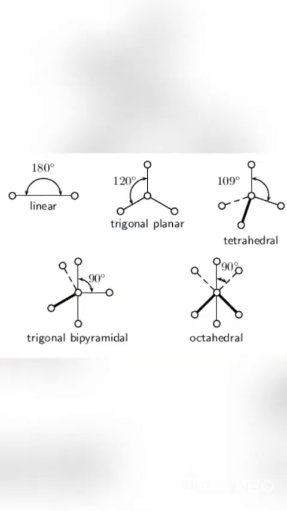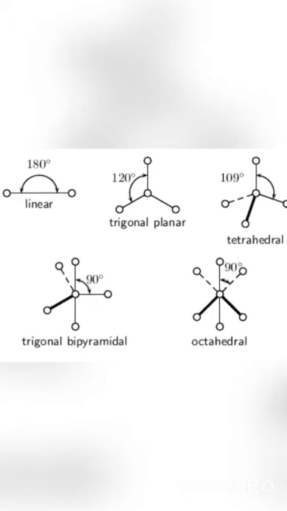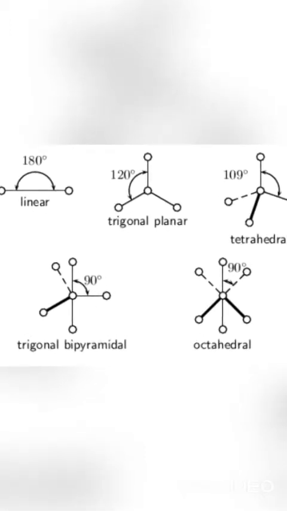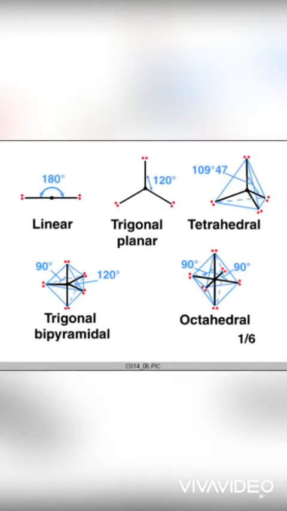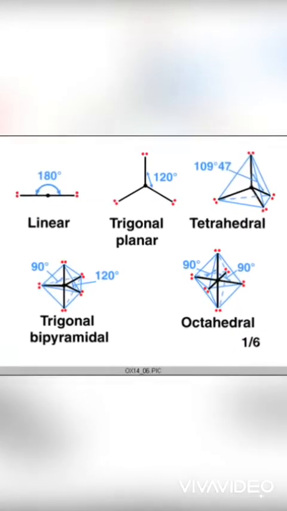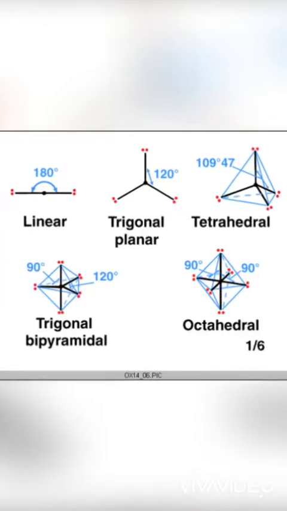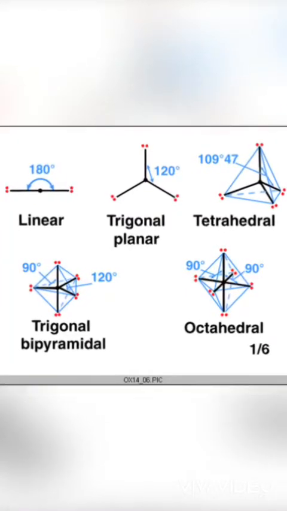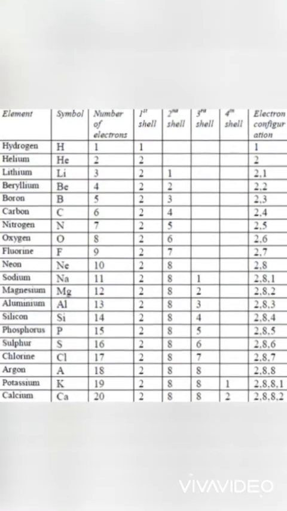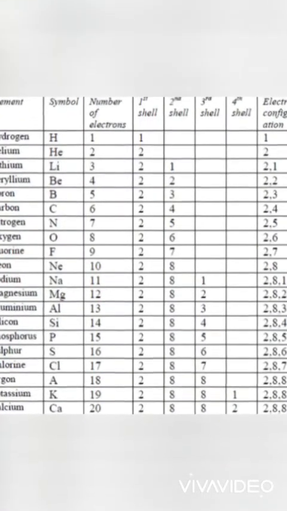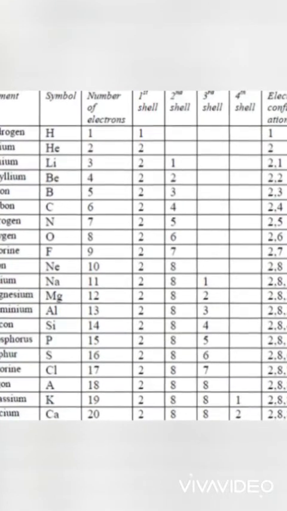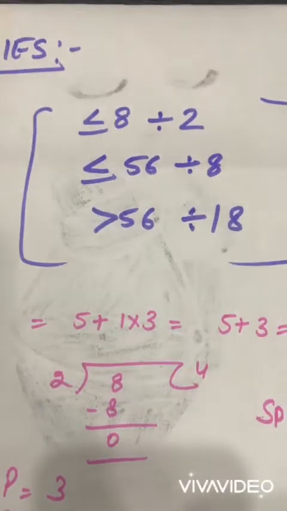Sodium symbol is Na. So you can see here there are a lot of shapes: linear is 180-degree angle, trigonal planar is 120 degrees, tetrahedral is 109, trigonal bipyramidal is 120 and 90, and octahedral is 90 degrees. So this is very important. You can learn these values according to the shells like K shell, L shell, M shell, and the fourth shell, which is known as the outermost electron shell.